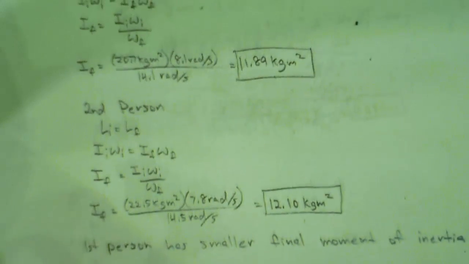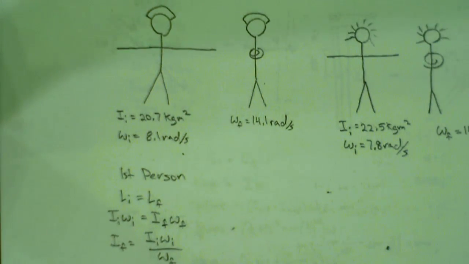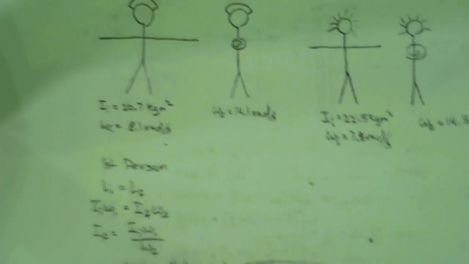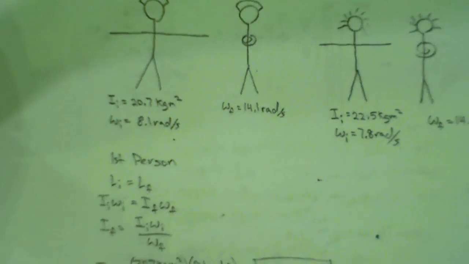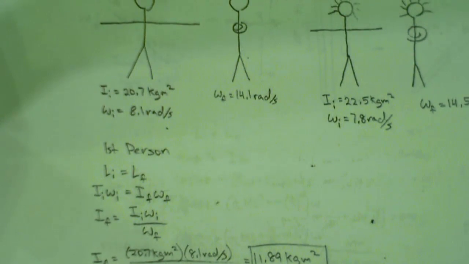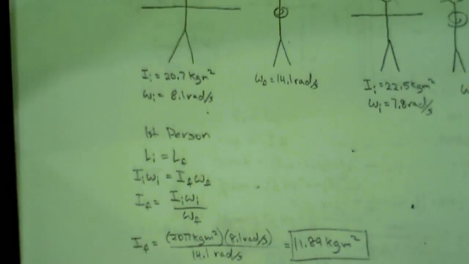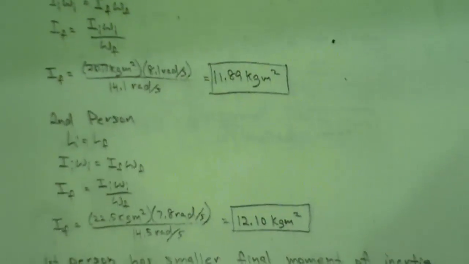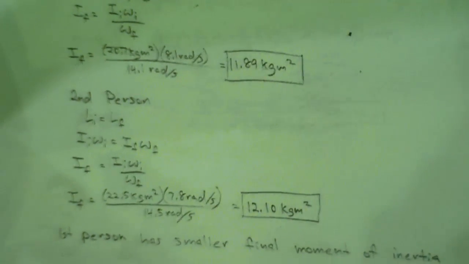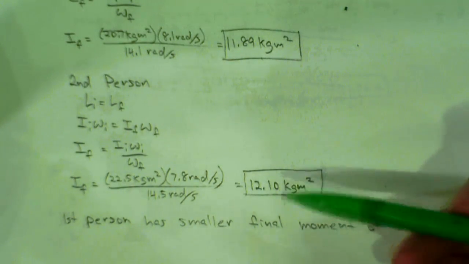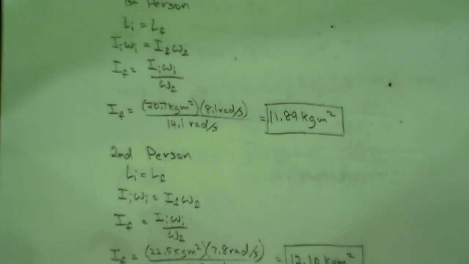So are there any questions on this problem? What are the units? Kilograms per meter squared? It's kilograms times meter squared. All right. No questions? So we have 11.89 and we have 12.1. And so that tells us that the first one is less than this one. All right. Any other questions? All right. Let's move forward.